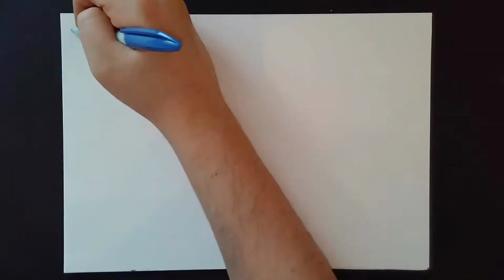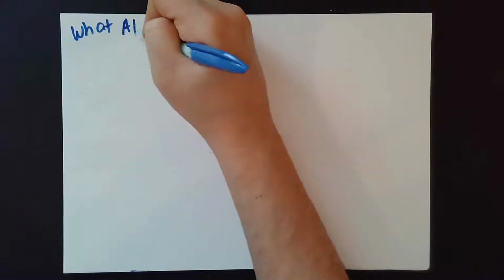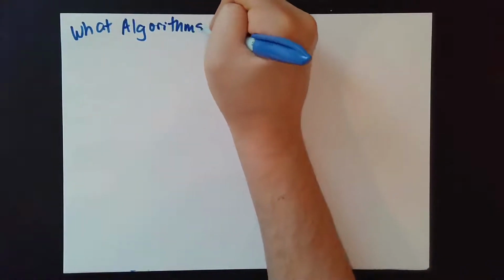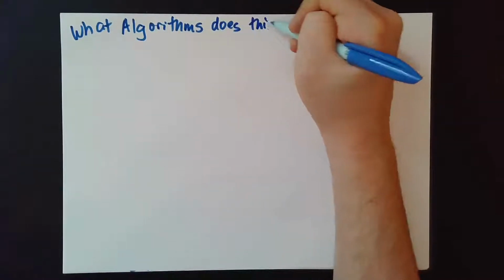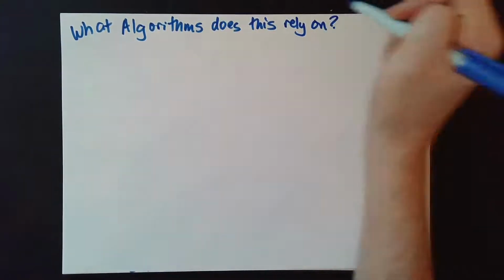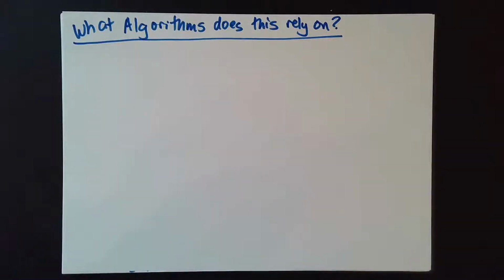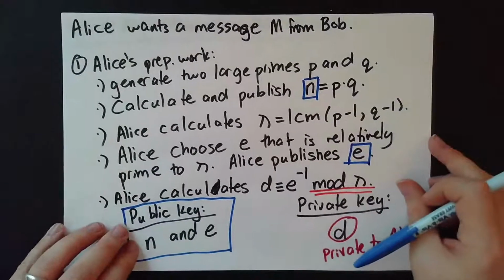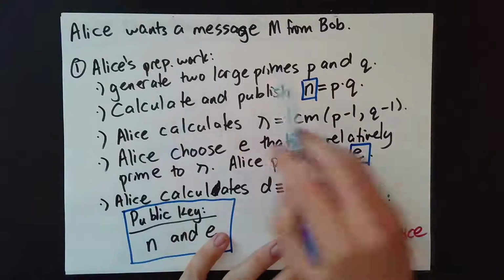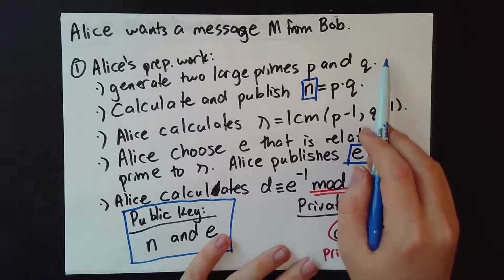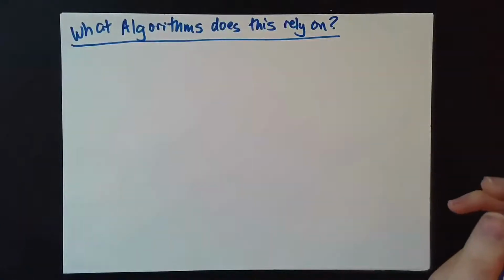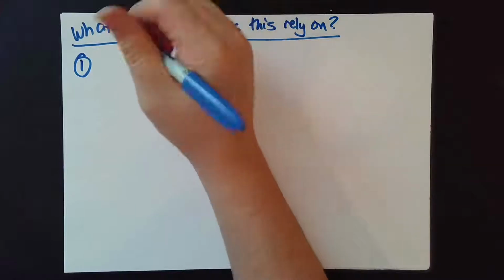Okay, so let's go ahead and just, for fun, let's ask ourselves what algorithms that we've learned so far does implementing RSA rely on? Okay, so let's just go through this outline that I just wrote, and let's pick things out. So the first thing Alice had to do was generate two large primes. So that means the first thing we need is primality testing. And we have a very good primality testing algorithm. Remember, that's the Fermat test.